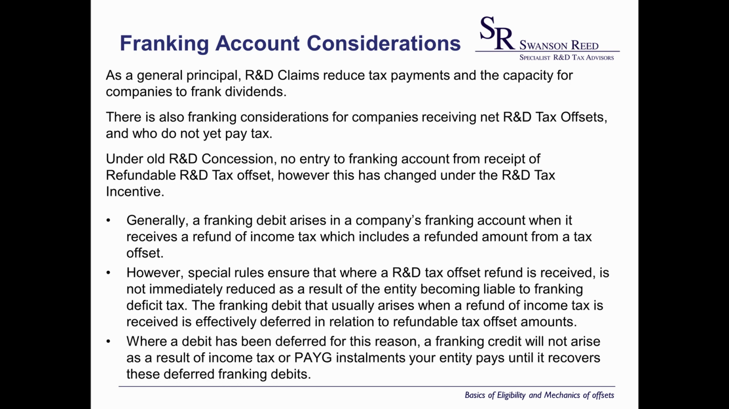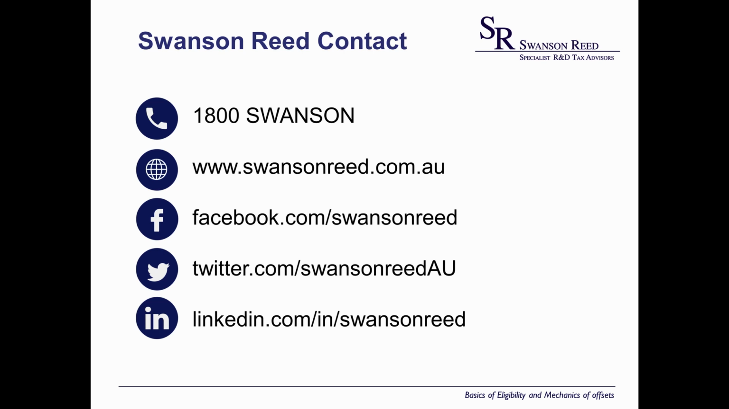The franking debit that usually arises when a refund of income tax is received is effectively deferred in relation to refundable tax offset amounts. Where a debit has been deferred for this reason, a franking credit will not arise as a result of the income tax or PAYG installments the R&D company pays until it recovers these deferred accumulated franking debits in the future. That concludes this presentation on determining eligible R&D tax offsets.